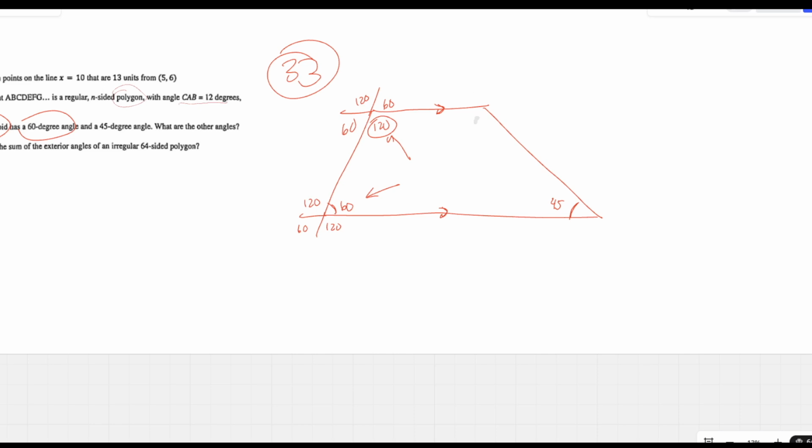So in this one, I won't draw the two clusters. I'll just know that they're supplementary. So 45 plus x equals 180. X equals 135.